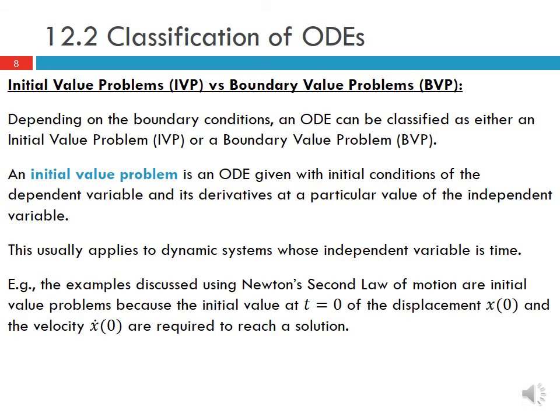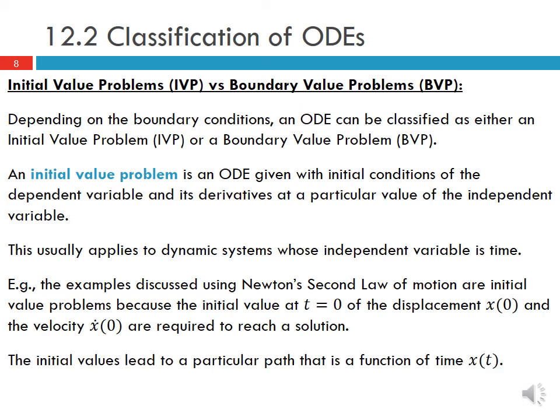For example, the examples that we discussed with Newton's second law of motion are initial value problems where we specify the initial value at t is equal to 0 of the displacement, so x at 0, and the velocity, so x dot at 0 or dx by dt at 0. We specify the initial conditions and then find the function of the dependent variable over the rest of the time. So the initial values lead to a particular path that is a function of time, so x of t.